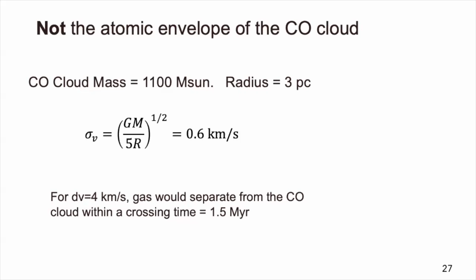But our offset of that feature from the CO cloud is 4 kilometers per second. So at 4 kilometers per second, that would simply drift away from the molecular cloud in about a crossing time, which corresponds to about 1.5 million years. So I don't think what we're seeing in that blue shifted component can be related to the envelope of the cloud.